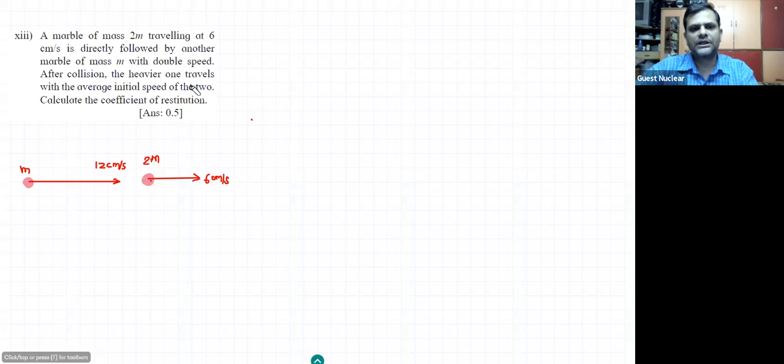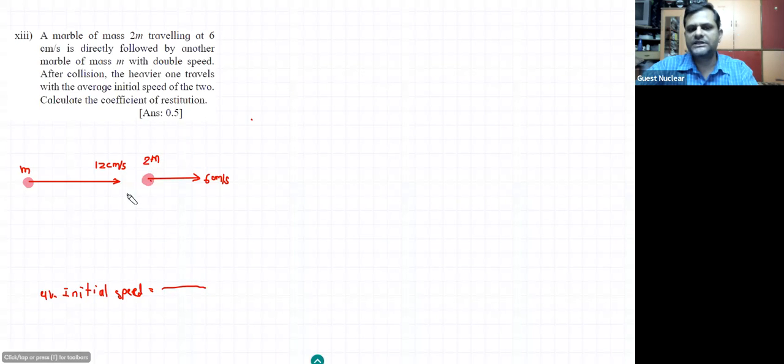Okay, and after the collision, the heavier one travels with the average, initial speed of the two. Okay, so can you find out the average initial speed of the two? What is the average initial speed of the two? मतलब इन दोनों मार्बल्स का एवरेज इनिशियल स्पीड कितना हो गया?